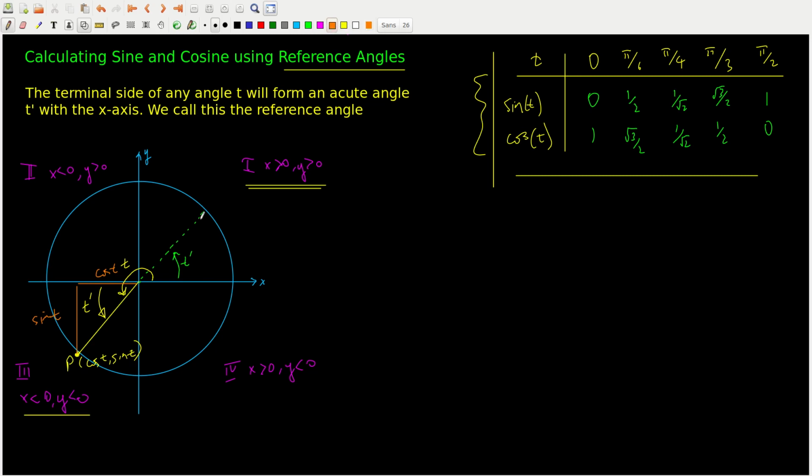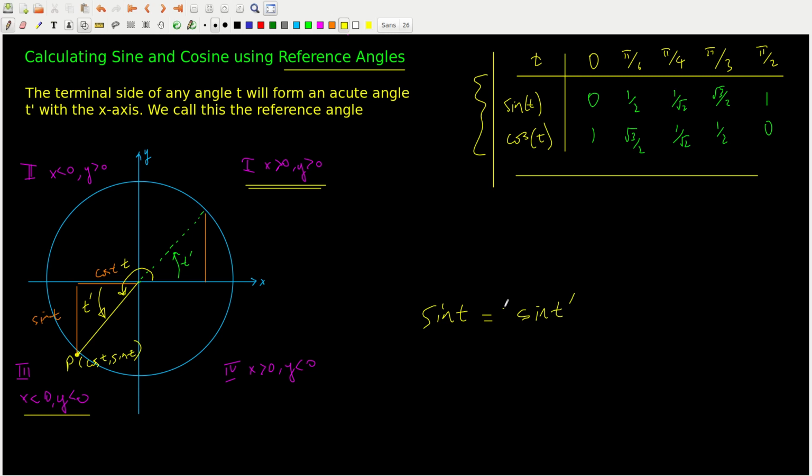So you can see that the height above the x-axis here is the same as the height below there, except over here we've got a negative. And that tells us something important. That tells us that the sine of t is this distance, which is a negative, is going to be the same in magnitude as the sine of the reference angle, the sine of t prime, because the sine of t prime is this length here.